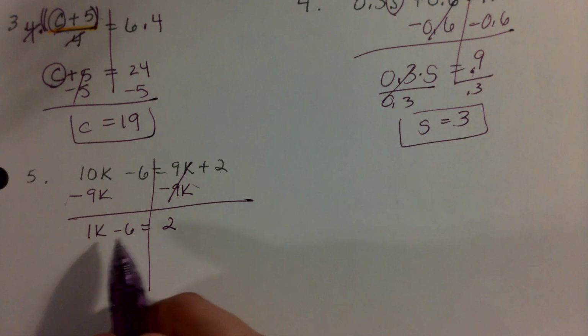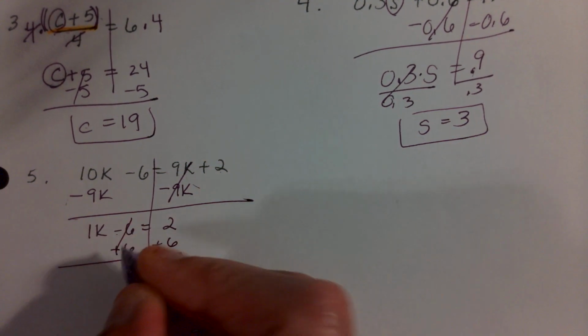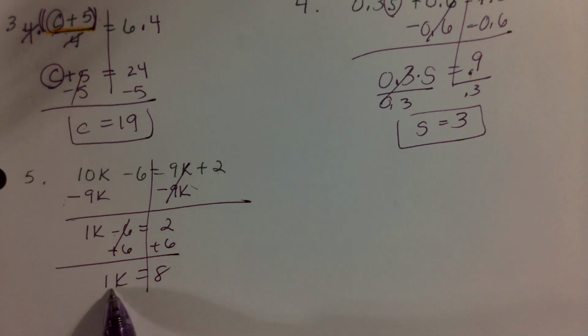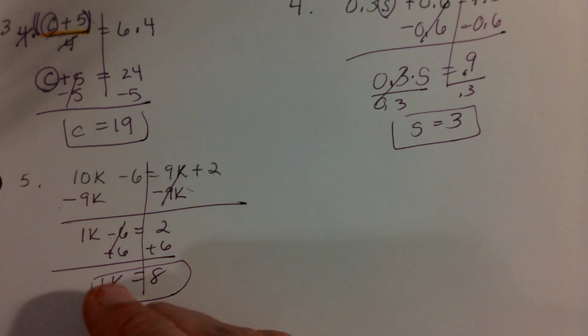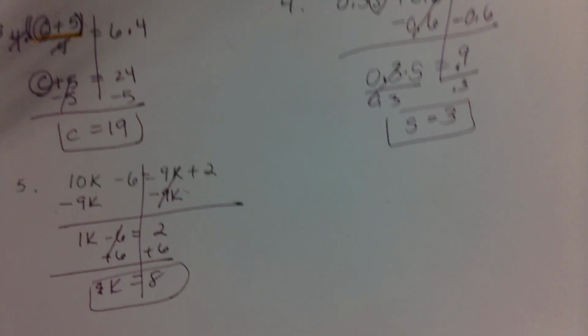Opposite PEMDAS, now we have a subtracting a 6, so we're going to add a 6. 1k equals 8. I don't have to do any dividing because anything divided by 1 is just itself, so we are done right there. You don't have to have the 1, you can just have the k. All right, so I hope you did well on that.